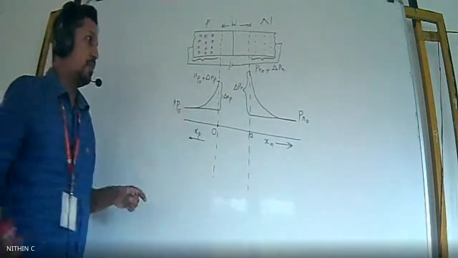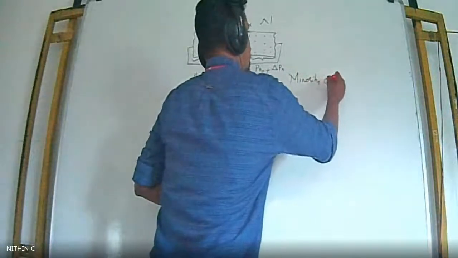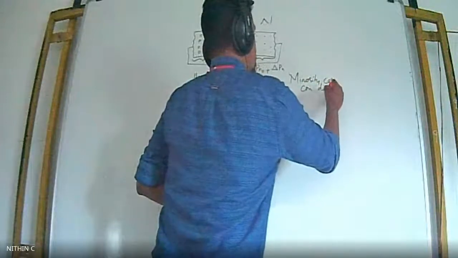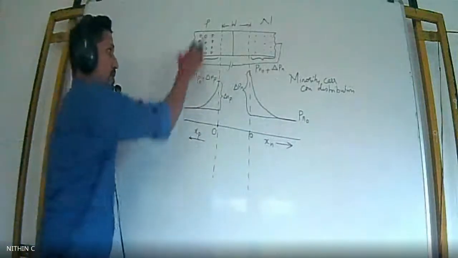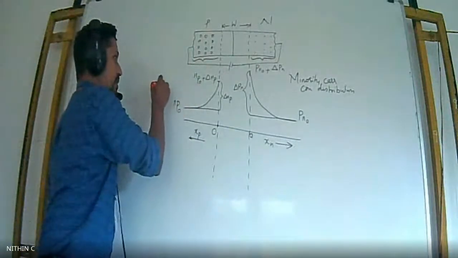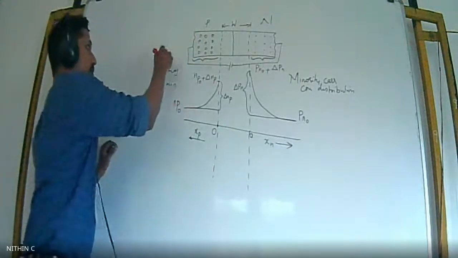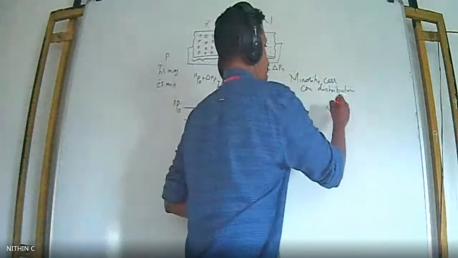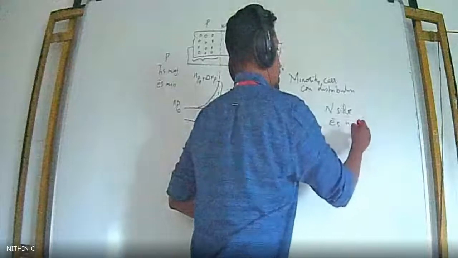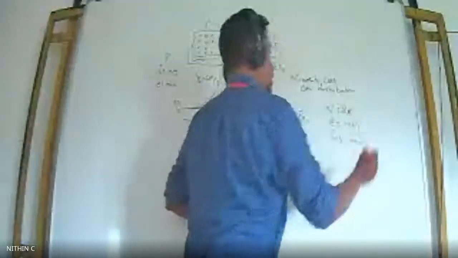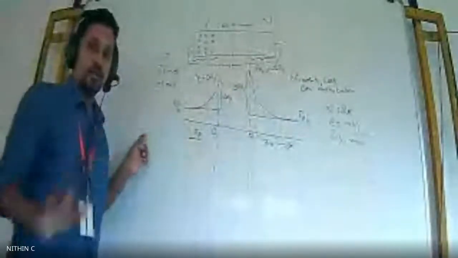So I have represented the minority carrier concentration distribution. It's marked over here. We know that the minority carrier on the p side is electrons. Holes are the majority carrier on the p side. And on the n side, electrons are the majority carrier and holes are the minority carriers. So this is the distribution of minority carriers. I would be concentrating only on the minority carriers.